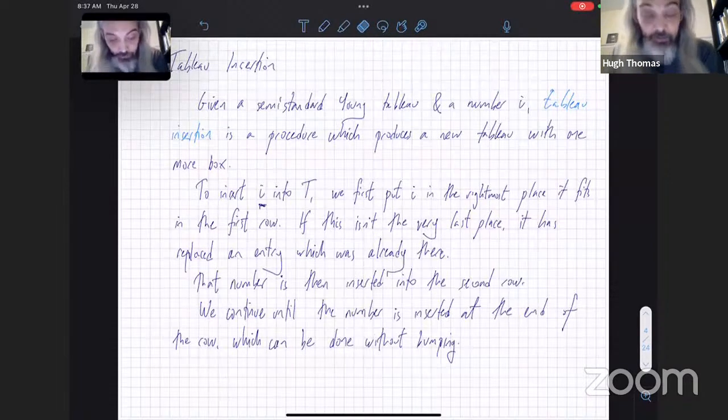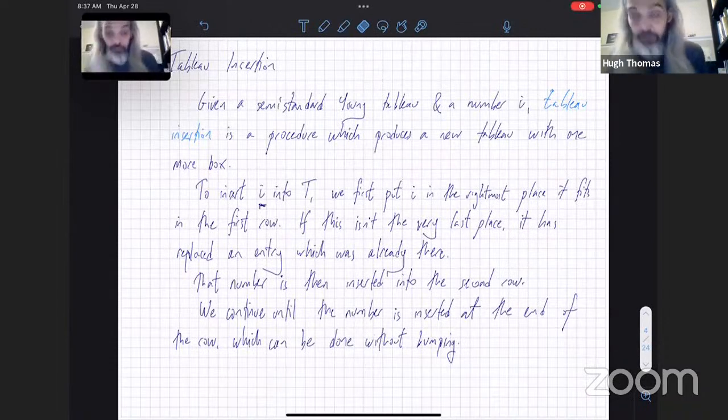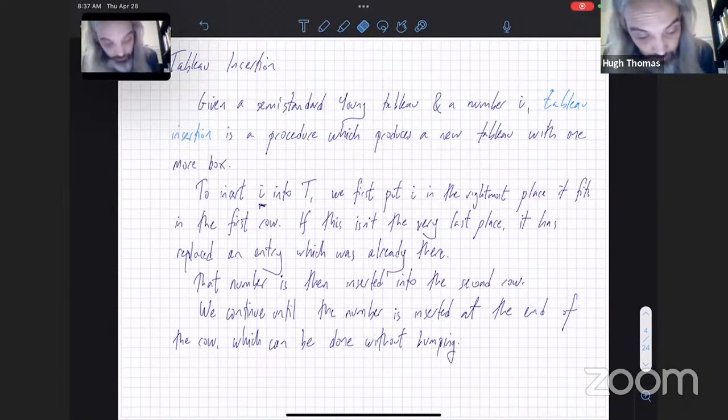And so then that may bump out a number from the second row, and then we have to insert it into the third row, and so on. But at some stage, we'll be able to put the number down at the end of the row, and then we'll be done with that insertion process.